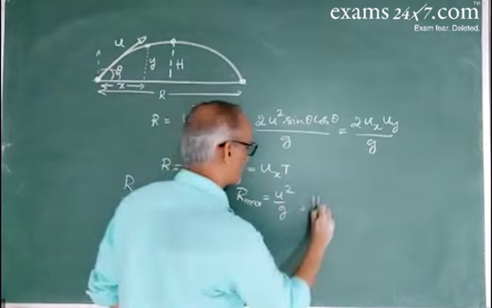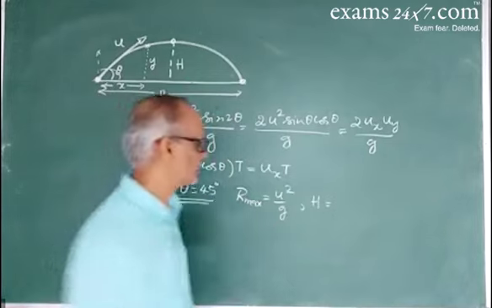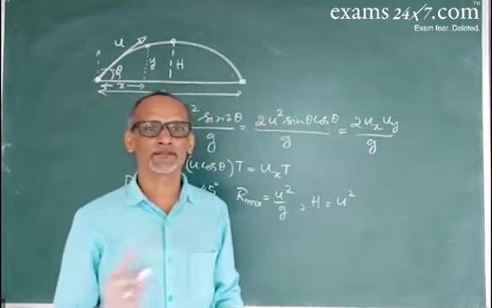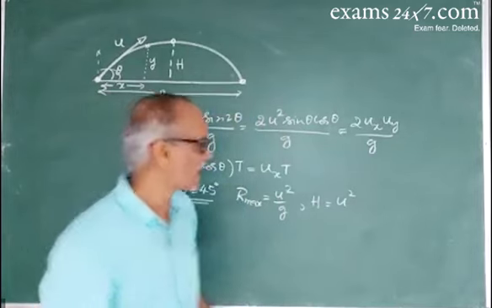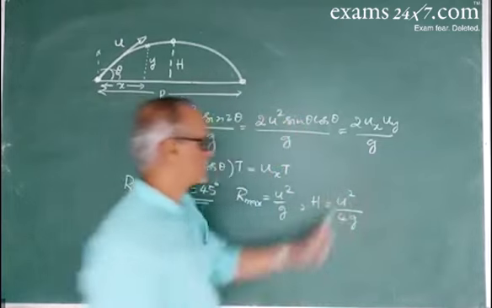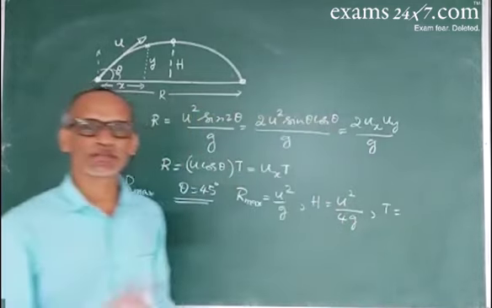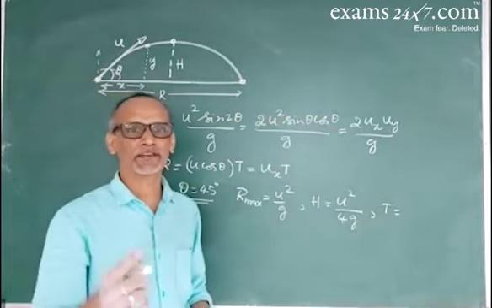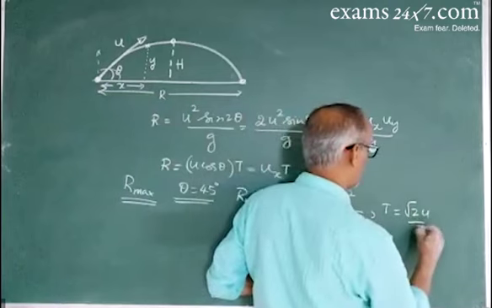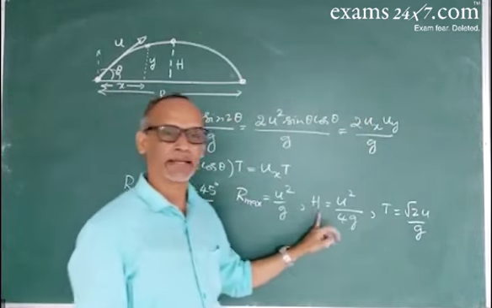And when we substitute in h, u square sine square theta by 2g, with sine 45 being 1 by root 2, its square is half. And then there is already a 2, so I'll get 4g. That's u square by 4g. When we make use of t, it's 2u sine theta by g, that is 2u sine 45 by g. Sine 45 is 1 by root 2, so we'll get root 2 u by g. So these are the values of the maximum range, the height covered, and the time of flight.